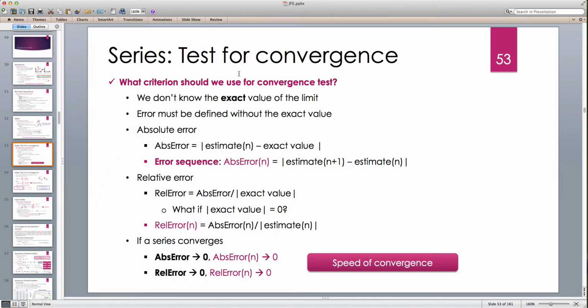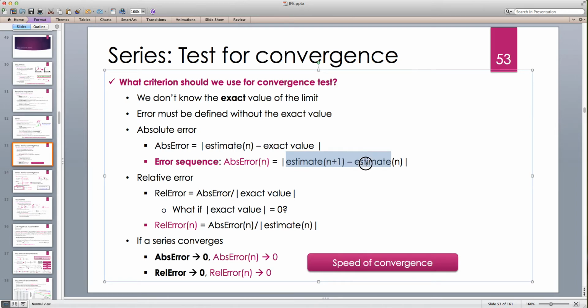And then we said that numerically we can test for convergence by looking at the absolute error, which is the value of the sequence minus the exact limit, if there is an exact limit. But first of all, we don't know if there is a limit. The series might diverge. So we look at the growth of the series or the change in the series by defining this absolute error in terms of the error sequence.